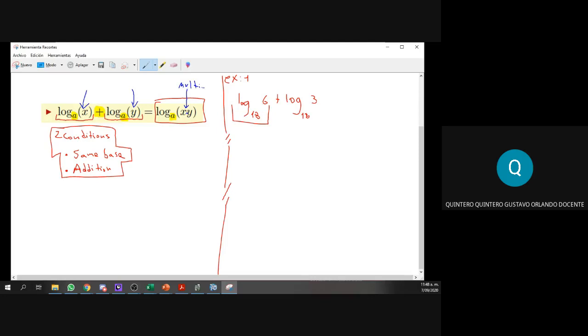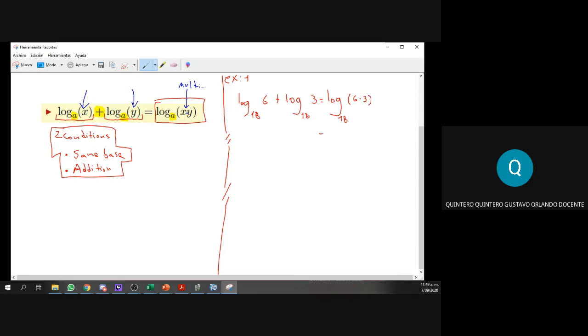No idea, right? Has to be a decimal. Again, 18 elevated to what exponent gives me 3? Same, no idea. It has to be a decimal, but we don't know without the calculator, right? But what we can do is take advantage of our property. Look, we have two logarithms that are adding and have the same base. So we can compact them into just one logarithm. The resulting logarithm will have the same base as the previous ones, so 18. And in the middle, you're going to multiply both numbers, so 6 times 3.